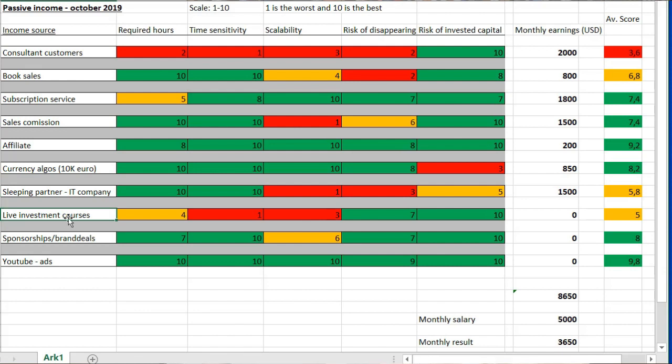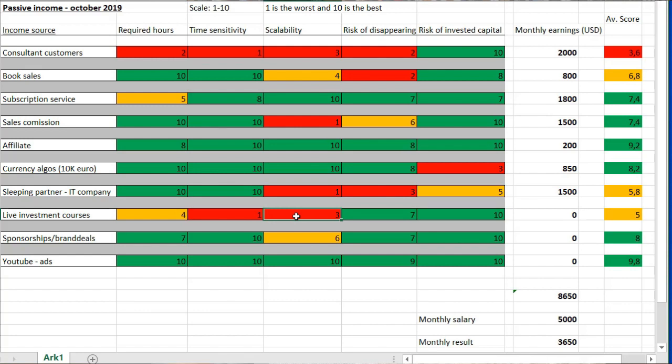Live investment courses or classes or public engagement. That is something I do once in a while. I used to be a public school teacher, as I might have mentioned to you, so I like the teaching part. However, it does require a lot of hours. Sometimes we have these weekend seminars about investing, trading, ETFs, whatever, and that takes all my time, and I'm completely exhausted afterwards. Time sensitivity, I have to be there live in front of the class, so that is a 1.